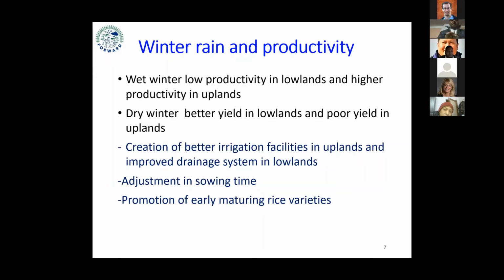So this is the effect of winter rains on productivity. When there is a wet winter, productivity is low in lowlands and higher in uplands. If the winter is dry, there is better yield in lowlands and poor yield in uplands. Based on these results of winter rain, we suggest creation of better irrigation facilities in uplands for the dry years, and an improved drainage system in the lowlands. Then there should be some adjustment in sowing time and promotion of early maturing rice varieties. Next, please.